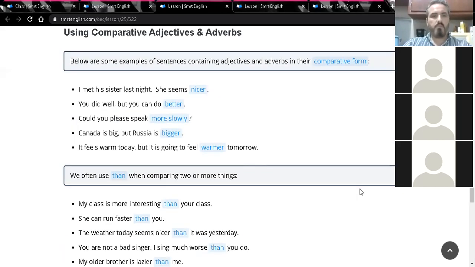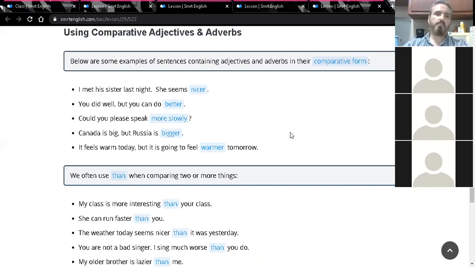Okay, now we often use than. We often use than to compare one thing and the other. But as you could see in the previous examples, it is not that much needed to use than. It depends on the context. It depends on what you're talking about.